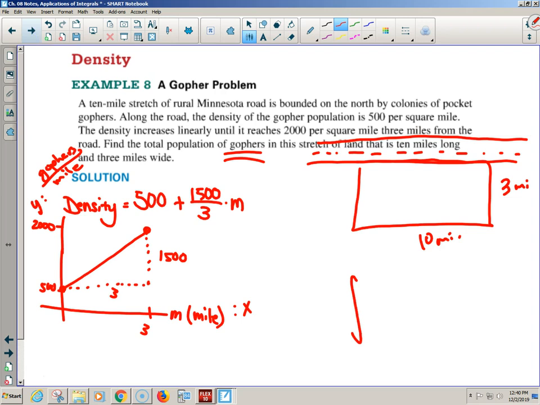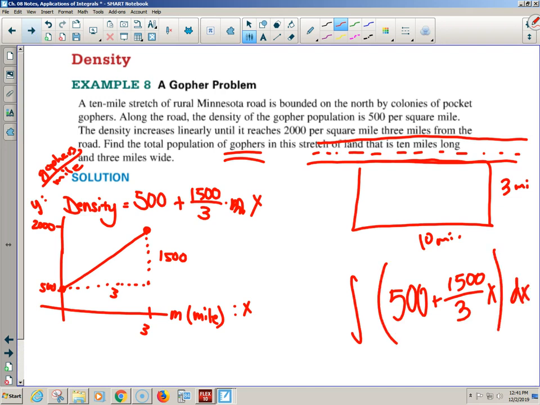If you're supposed to be finding gophers, what's going to go inside my integral? Not gophers. Unless I'm trying to find an average of gophers, putting in gophers, and 1 over b minus a, from a to b. What's the rate? The rate, or the gophers per mile, is my 500 plus 15 all over 3 times, oh, sorry, I called it n. Do you want to do x for miles? Whatever. Yes. dx. Wait, so what are my bounds? 0 to 10.